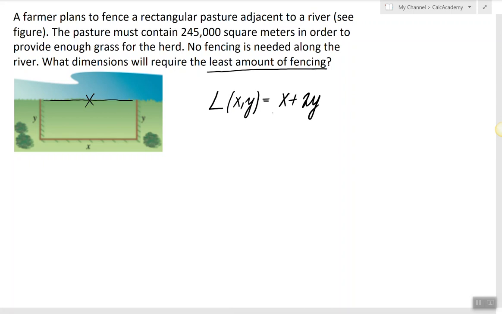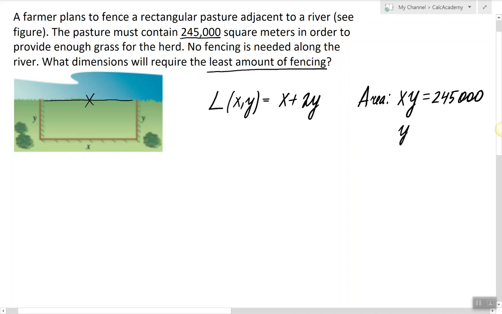So let's read this question again. What's the meaning of 245,000 square meters? Well, that's the area. So what does that mean? So the area, which is computed by the formula xy, the total area must be 245,000. So that means that y must be 245,000 divided by x.